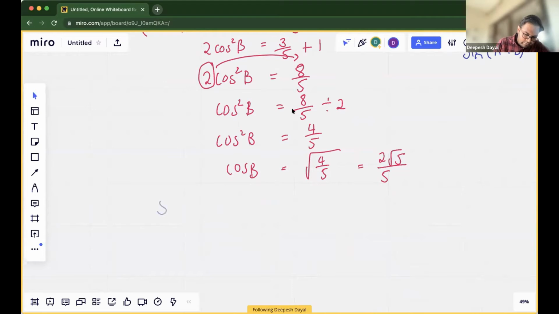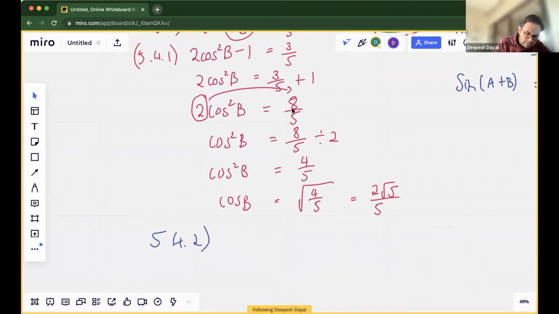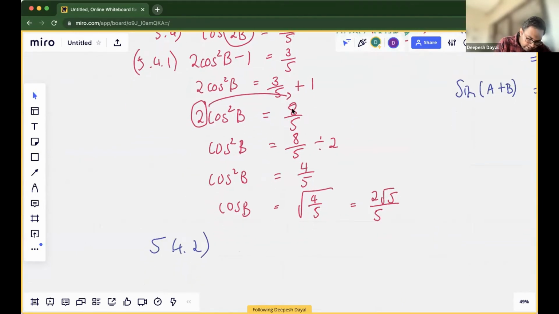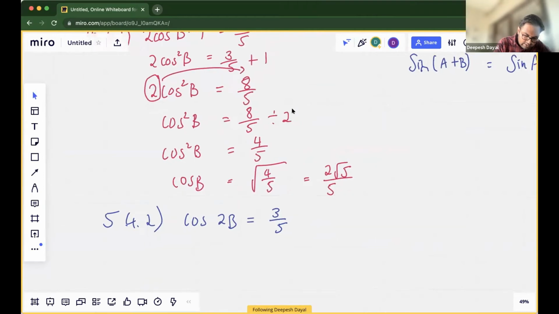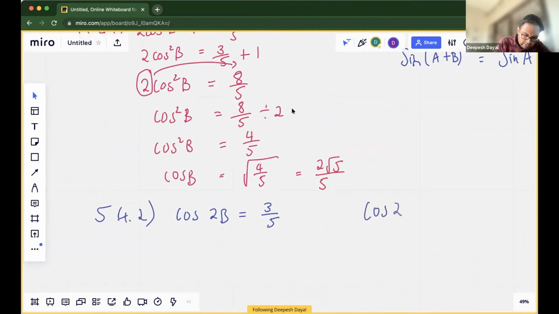So we've got 5.4.2, and it was cos 2b equals 3/5. So cos 2b equals 3/5, and because this question wants sine, we're going to say cos 2b equals 1 minus 2 sine squared b. And I want the sine on its own. So I'm going to say cos 2b equals 1 minus 2 sine squared b equals 3/5.